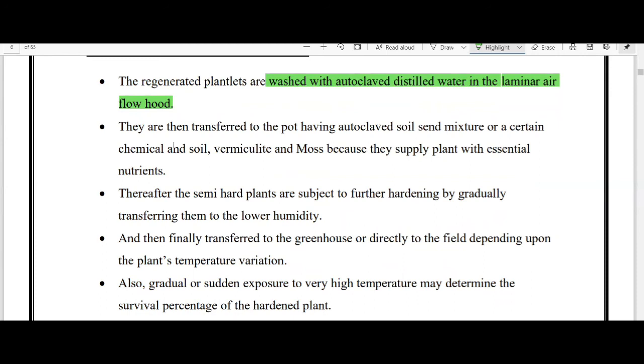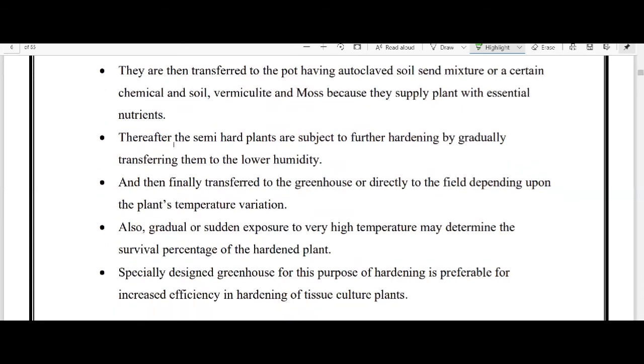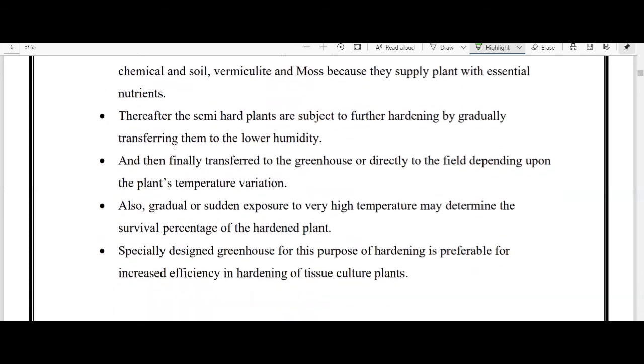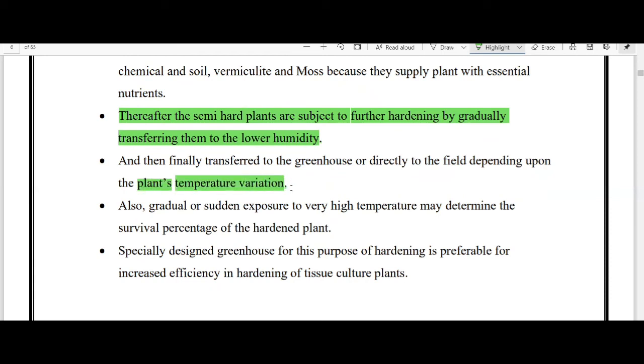So there are different soil or potting mixtures which are added to the pots. And then after that the plantlets are planted. Then the semi-hard plants are subjected to further hardening by gradually transferring them into lower humidity and finally transferred to a greenhouse or directly into the field, depending upon the temperature variations.